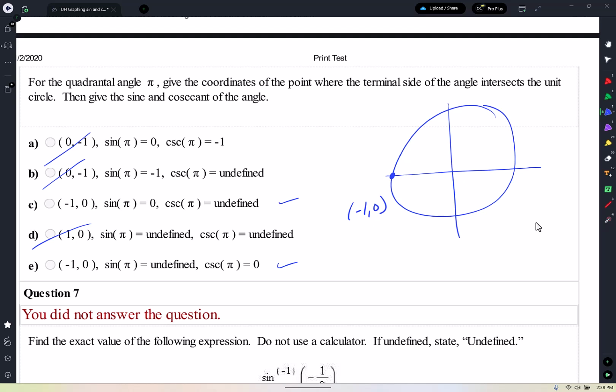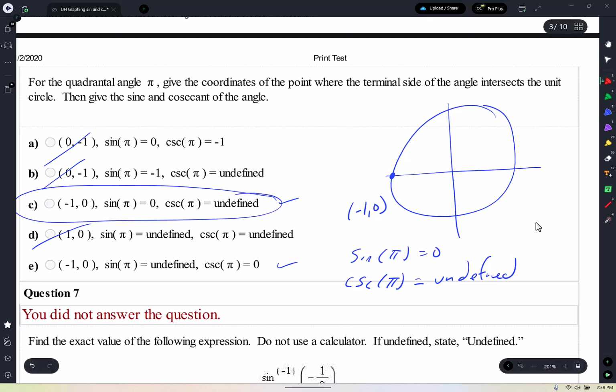Next, what do they want? Find sine and cosecant of the angle. Well, sine of pi is 0. And let's see, cosecant of pi. Cosecant is the reciprocal of sine. 0 does not have a reciprocal, so that's undefined. So look for that: sine pi is 0, cosecant undefined. There it is, letter C. Do you see how we did it, guys? Okay, let's go to the next one.